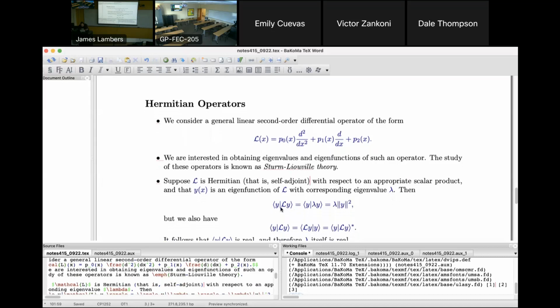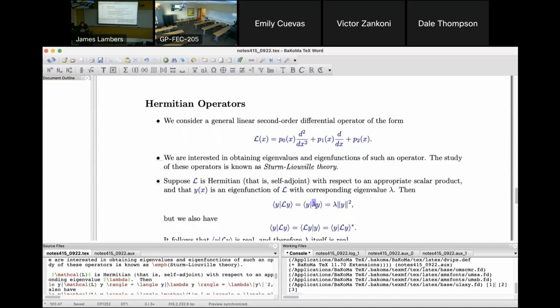If we look at this scalar product, the scalar product of y with Ly, well, y is an eigenfunction with eigenvalue lambda, so we just replace Ly with lambda y. Lambda is a scalar, so we pull it out of the scalar product, and you're left with the scalar product of y with itself. Well, that's the norm of y squared. Of course, we don't know anything about lambda yet, but this part is going to be a positive real number.